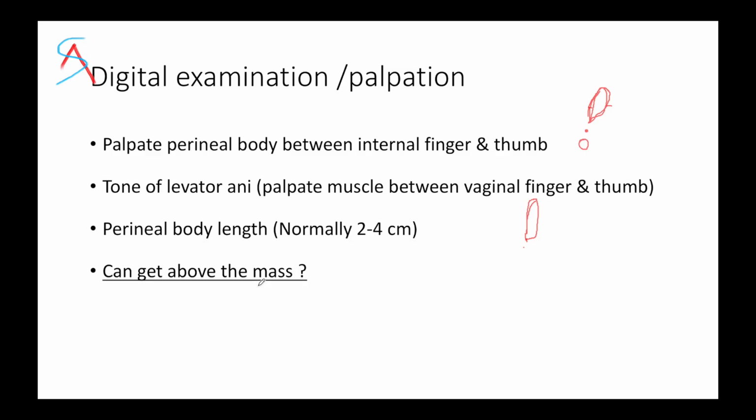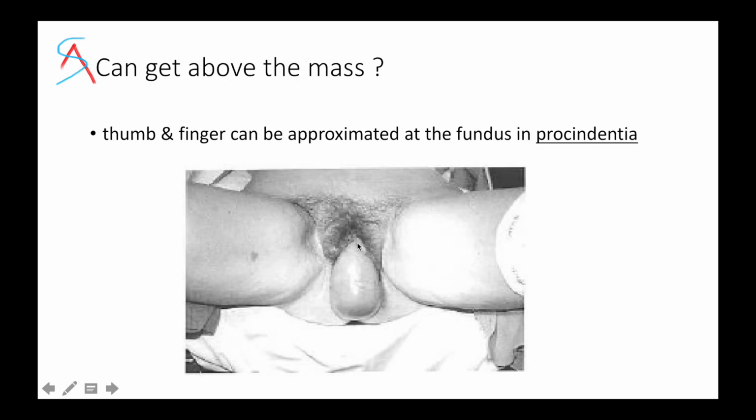If there is any mass per vaginum, then you have to see whether you can get above the mass or not. Here on the anterior side, you have to put your thumb and your index finger and other fingers on the posterior side behind the mass. Then you have to see whether your fingers and thumb can be approximated at the fundus or not. If it could be approximated, then mostly it is procidentia.